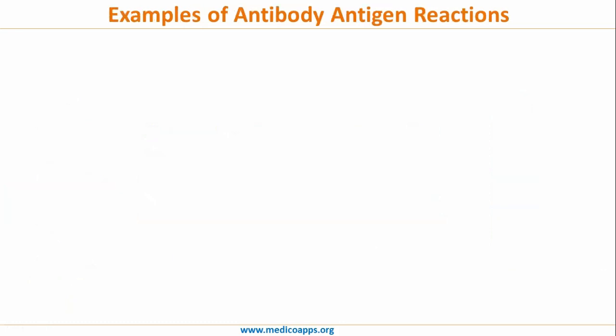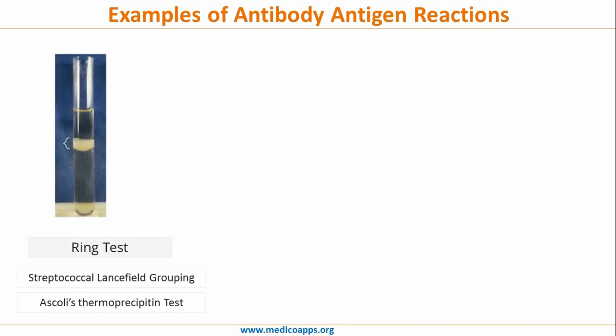Moving forward, let's look at some important examples of antigen antibody reactions. This is the ring test, already explained. Two examples of such ring tests are the streptococcal Lancefield grouping and the Ascoli thermoprecipitin test. So these are ring tests, and again at the zone of equivalence the precipitation happens, and you can see it in the form of a ring.